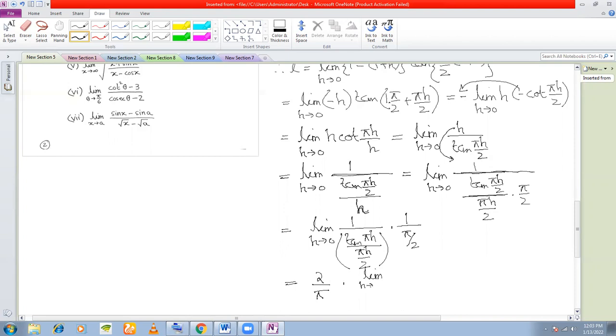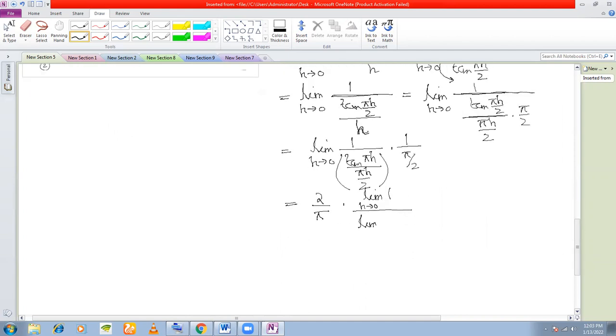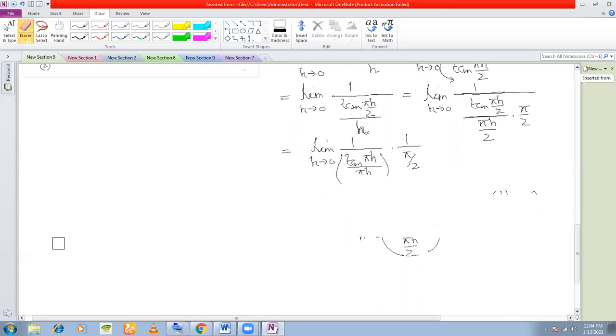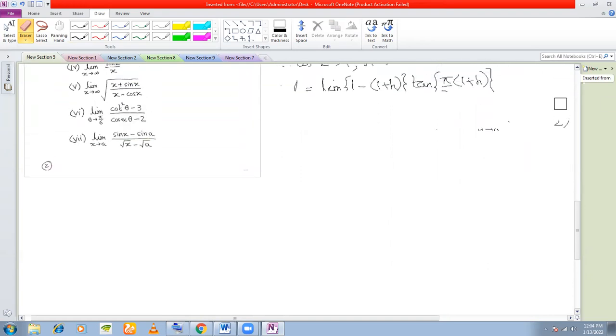So limit h tends to 0, 1 divided by limit h tends to 0, tan pi h by 2 by pi h by 2, right? So you get 2 by pi into 1 by 1. So simply 2 by pi. And that's your answer. Any question in this problem? Okay, we'll move to the next problem.